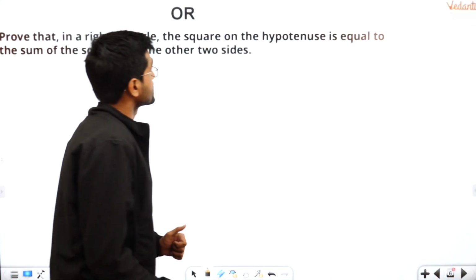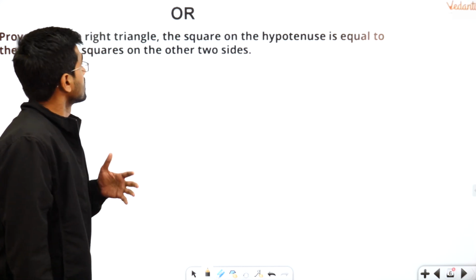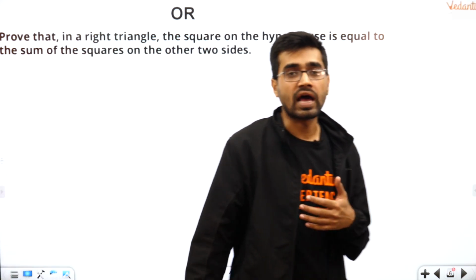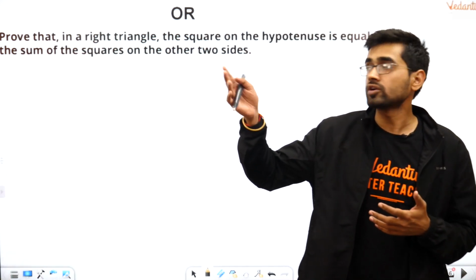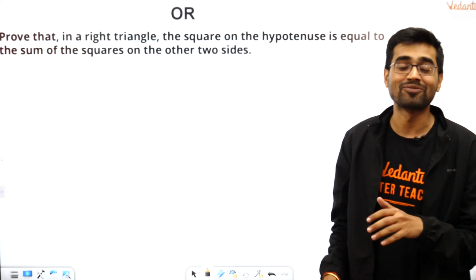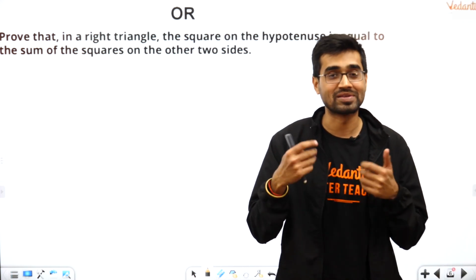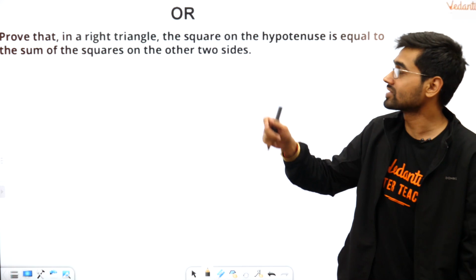Fine. This is a question they have asked in 'or'. When they are asking a question in 'or', it means either you can do that or this one. That was a very easy question. I would have selected that if I would have been given the choice. Let us try to understand this also.